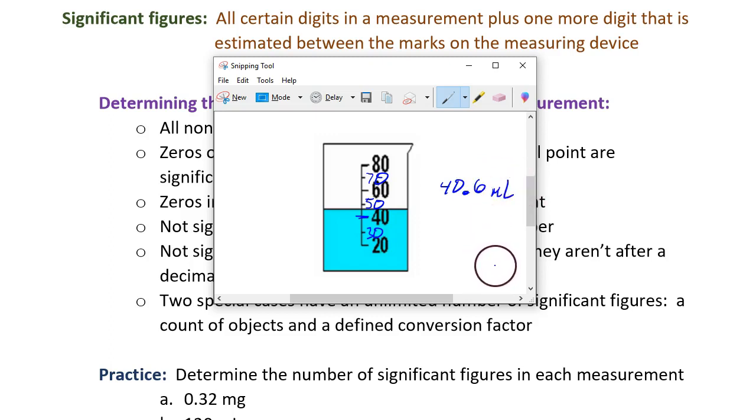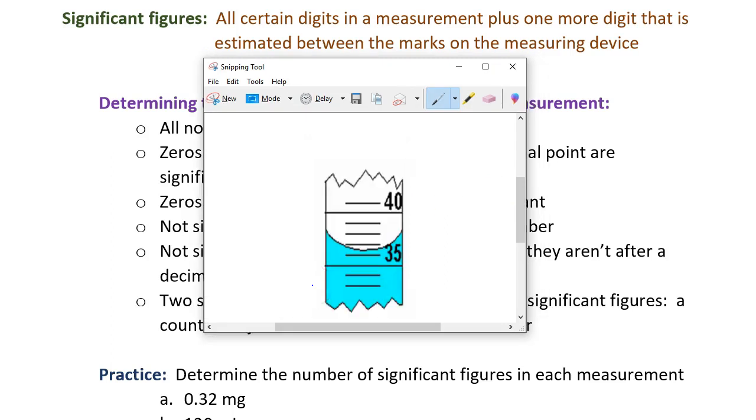Another person might look at this same picture and think that the answer is 40.7 milliliters. That person is making a different estimate of that last digit. The significant figures in a measurement are all of the digits you know for certain plus one estimated digit. This number has 1, 2, 3 significant figures.